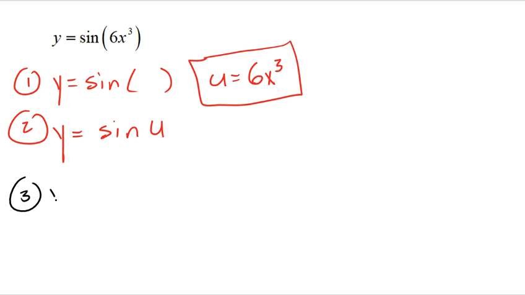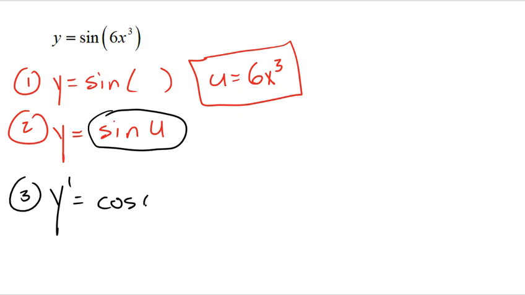The third step, find the derivative. Y prime is the derivative of your function. The derivative of sine is cosine of u. I mean, it doesn't get much easier than that. Times, again, I'll even encourage a lot of parentheses here, times the derivative of u. The derivative of u is 18x squared.